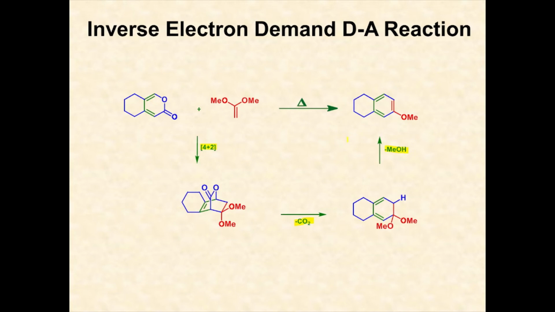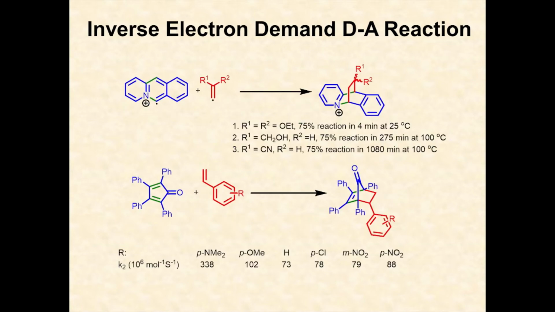So these are a couple of examples of inverse electron demand reactions. I will show a couple more which are very interesting and of recent trends. These two examples are very important. As you can see, the first example is itself a heterocyclic ammonium ion radical, and we have a vinylene radical over here.